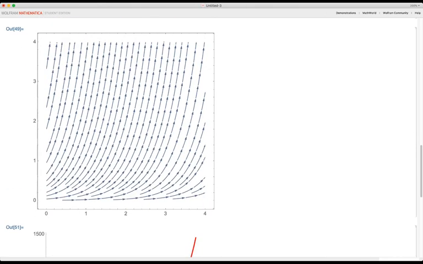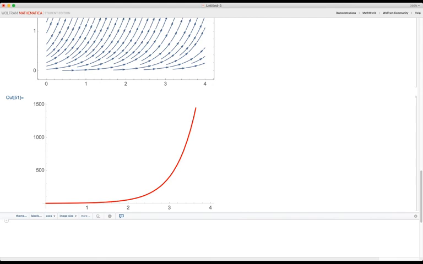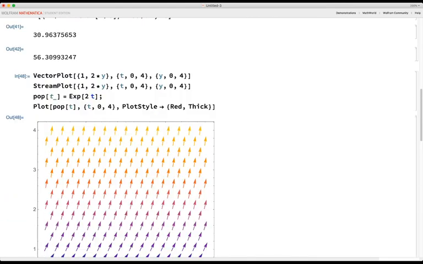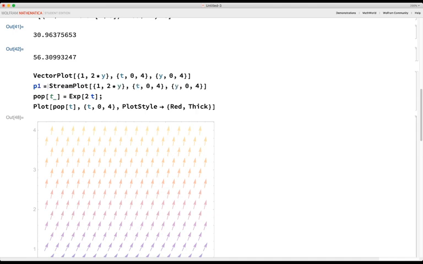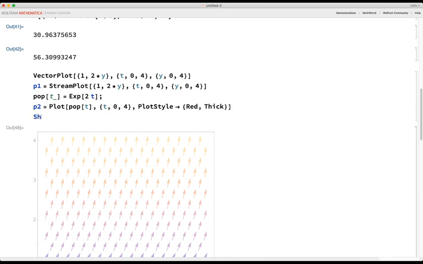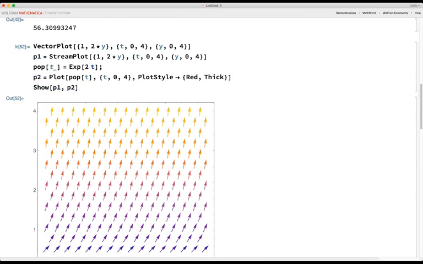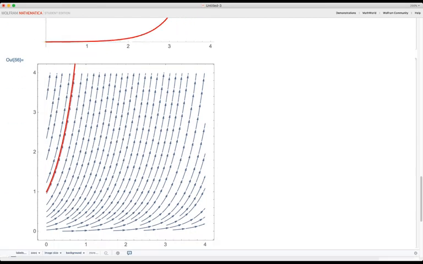Okay, and so that will give me this sort of exponential looking plot there. And then what I'm going to do, this is kind of fancy, I'm going to call this P1 and that P2. And then I'm going to combine them like this, and that puts them on the same set of axes. Okay, so what we have is the red line is the specific solution where our initial population is one thing, and then all the other blue lines would be for other different initial populations.